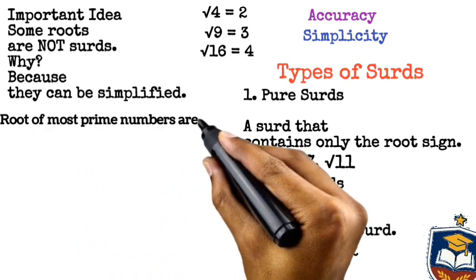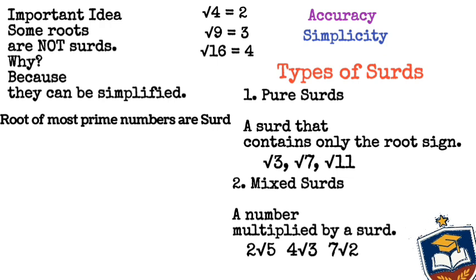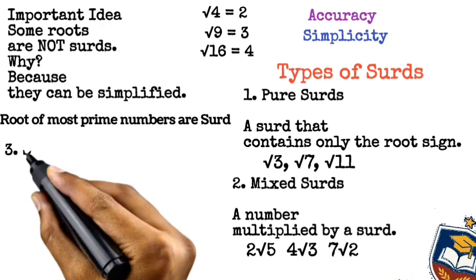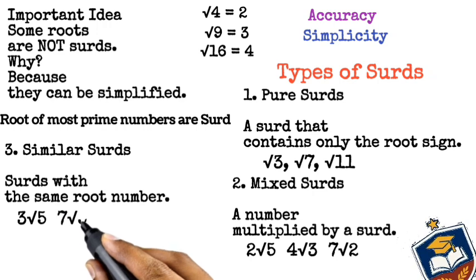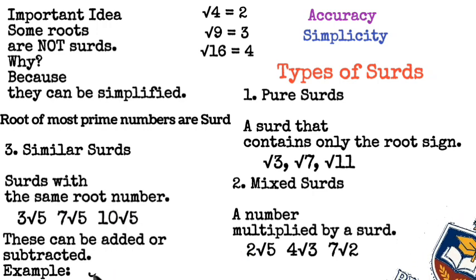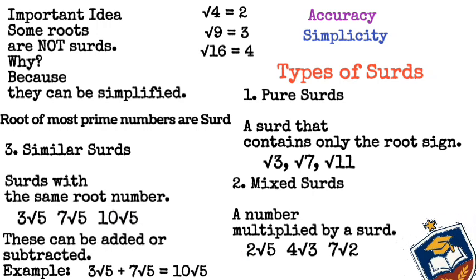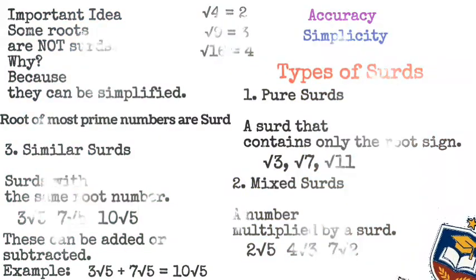So SURDs with the same root, like 3 root 5, 7 root 5, 10 root 5, are similar SURD. That's the third type of SURD, and they can be added or subtracted. Like you can do 3 root 5 plus 7 root 5, that's 10 root 5. Okay, we are still going to go back.